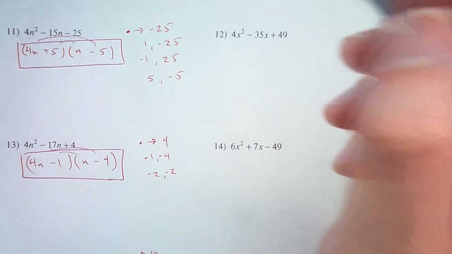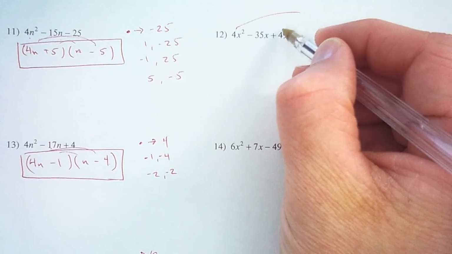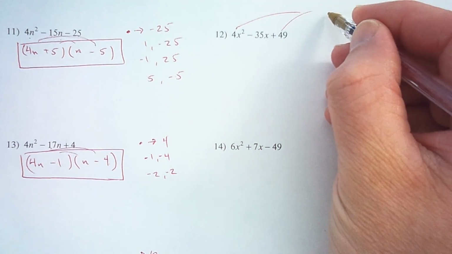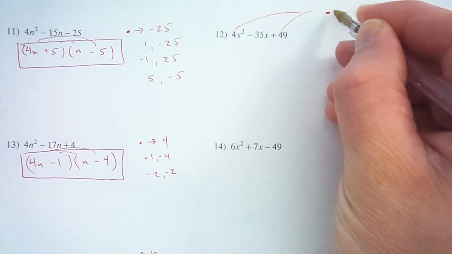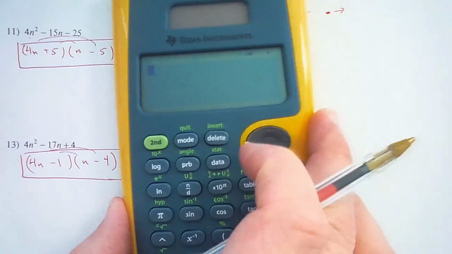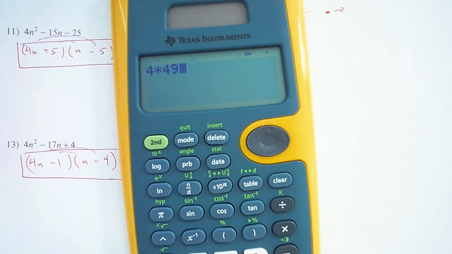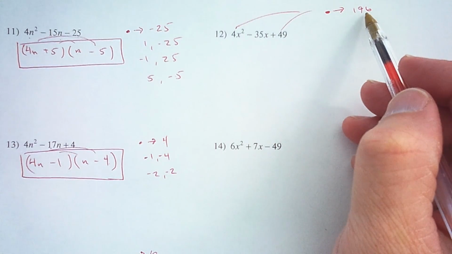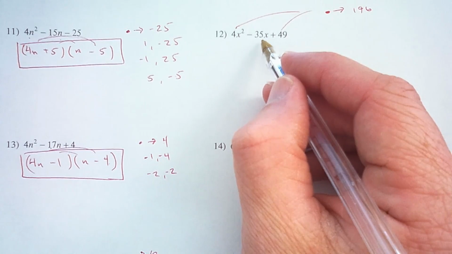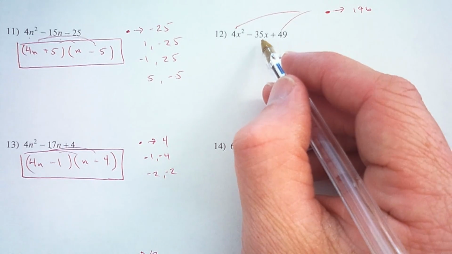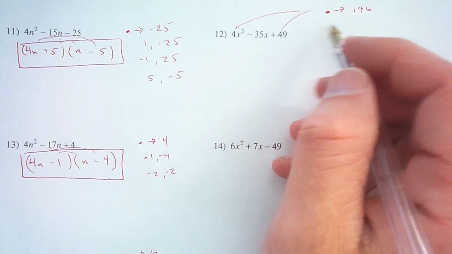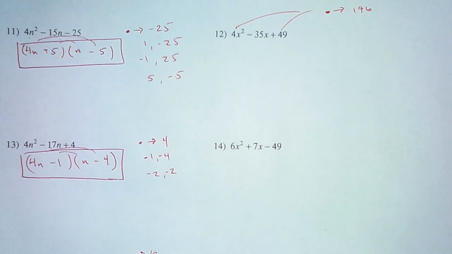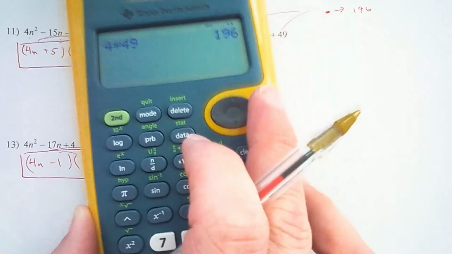The first thing we need to do is take this 4 and 49, a and c, and multiply them together. And these multiply to 4 times 49, 196. So now we need to find two numbers that multiply to 196 and add up to negative 35. Okay, so two numbers that multiply to 196 and add up to negative 35.